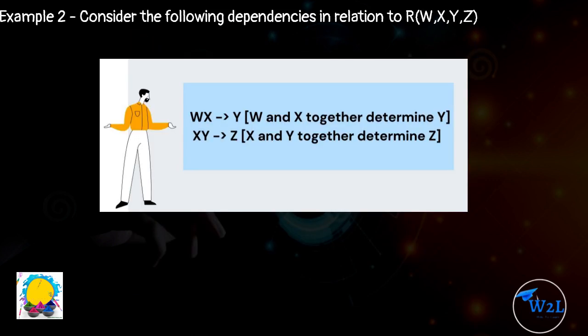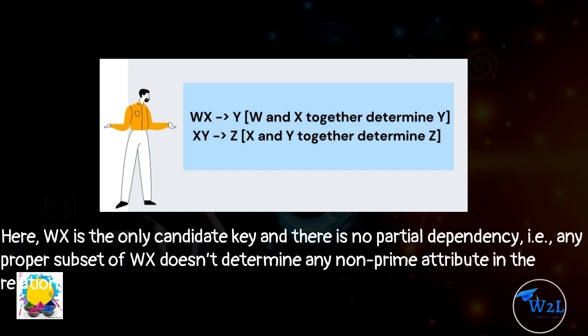Example 2. Consider the following dependencies in relation R, W, X, Y, Z. Here, WX is the only candidate key and there is no partial dependency, i.e., any proper subset of WX doesn't determine any non-prime attribute in the relation.